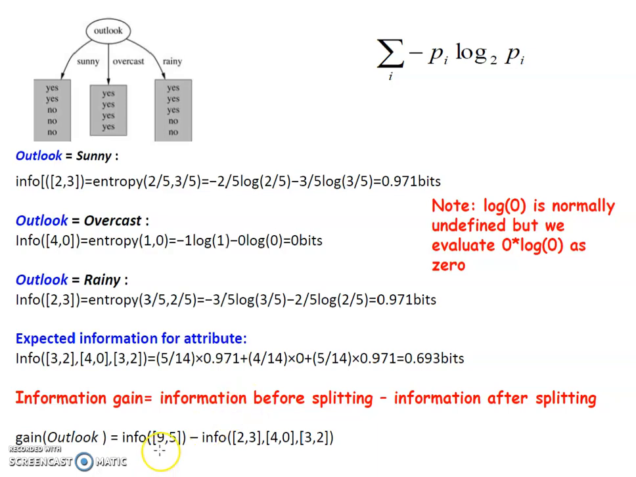Before splitting we totally had 14 instances in the data set. The data set has 14 rows, and out of those, 9 rows have positive instances as the output variable and 5 rows have no as the output variable. And here for outlook we have 3 subcategories: the first subcategory has 2 comma 3, that is 2 yes and 3 no, then 4 yes, and here it is 3 yes and 2 no.